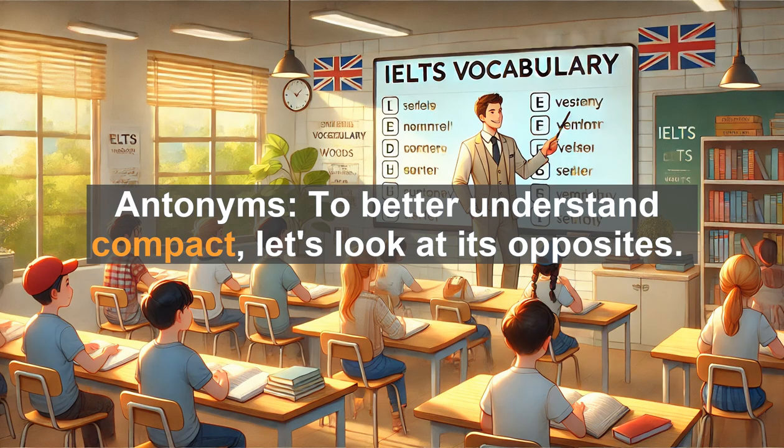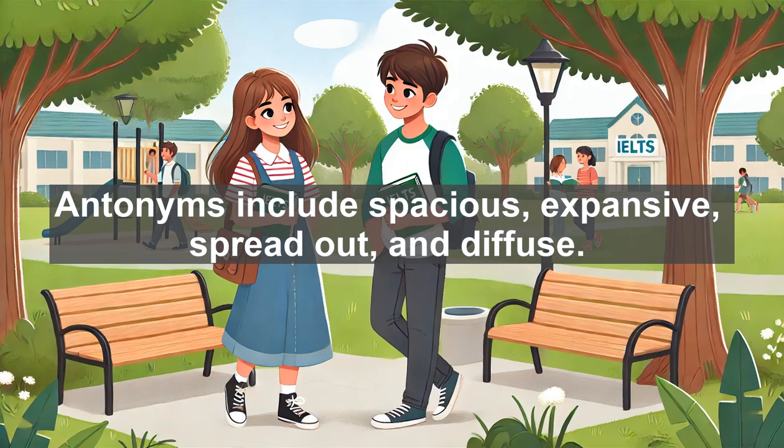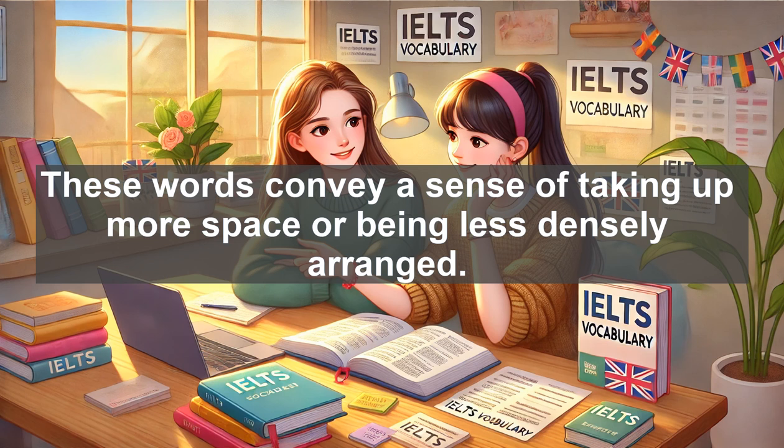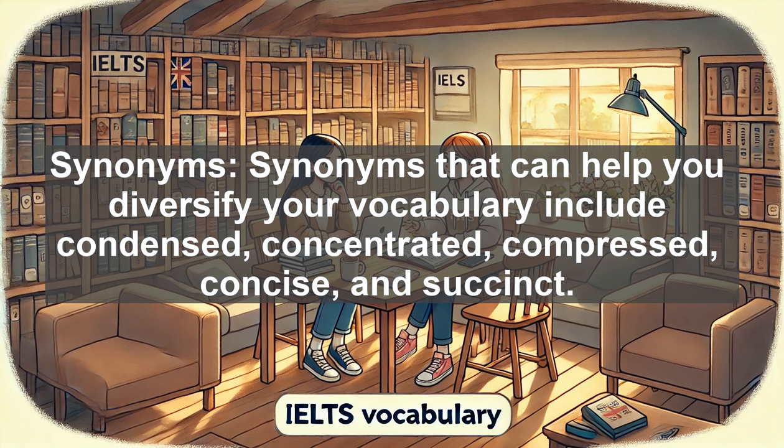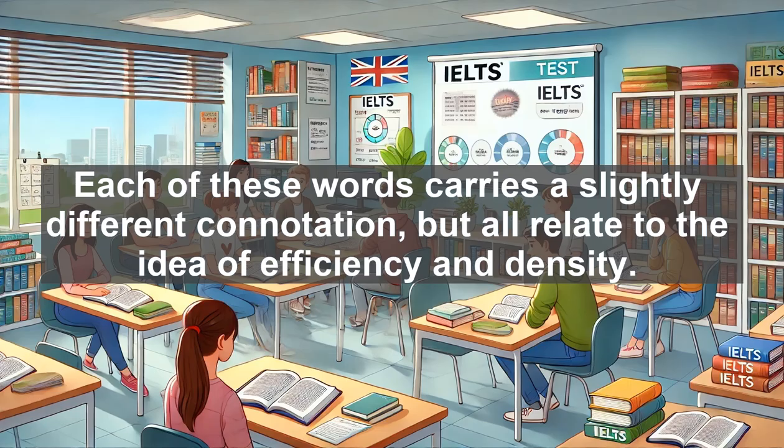Antonyms. To better understand compact, let's look at its opposites. Antonyms include spacious, expansive, spread out, and diffuse. These words convey a sense of taking up more space or being less densely arranged. Synonyms. Synonyms that can help you diversify your vocabulary include condensed, concentrated, compressed, concise, and succinct. Each of these words carries a slightly different connotation, but all relate to the idea of efficiency and density.